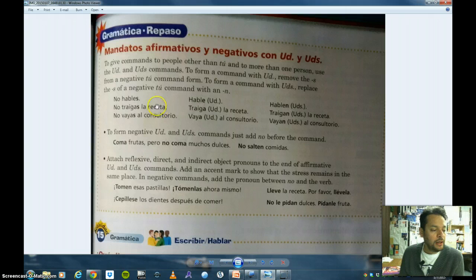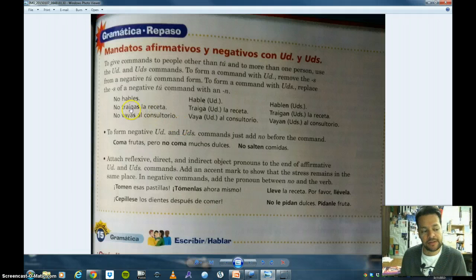All right. So if you learned how to do negative tú commands, you're going to need to know that information so that you know how to tell usted what to do. So take a look. No hables. All right. According to this, remove the S. Bingo. Hable. All right, and that is your affirmative usted command.